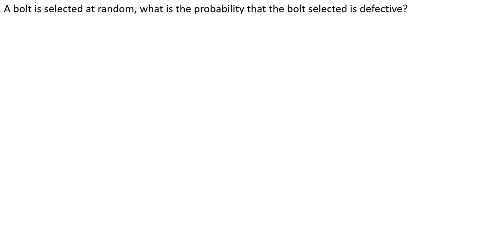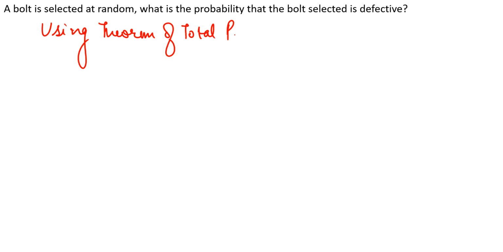Next question. A bolt is selected at random. What is the probability that the bolt selected is defective? Now we know that A1, A2 and A3 are all mutually exclusive. That is, there is nothing in common. Either a bolt is produced by machine A or by machine B. A bolt can never be produced from both the machines, right? From here we can use the theorem of total probability.